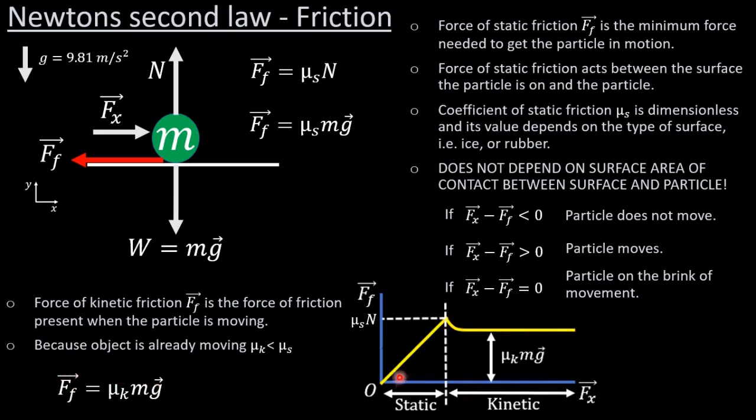In this region here, the particle's not moving. And then as soon as it crosses this boundary here, it starts moving, and we say that there is a force of kinetic friction for this region here. And as we said, the coefficient of kinetic friction is less than the coefficient of static friction. So that's why we have this dip here, which goes down.